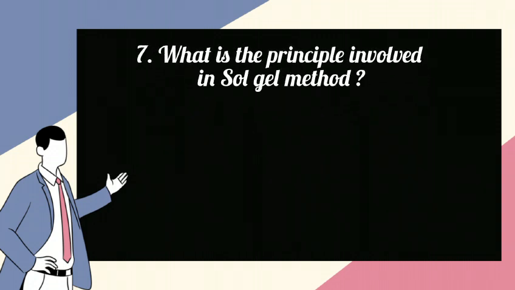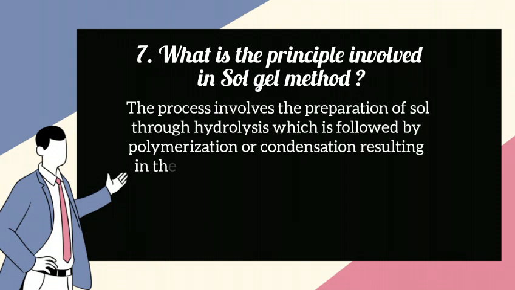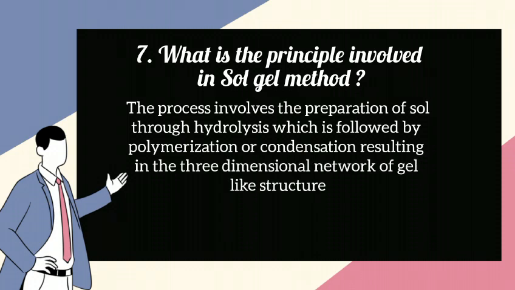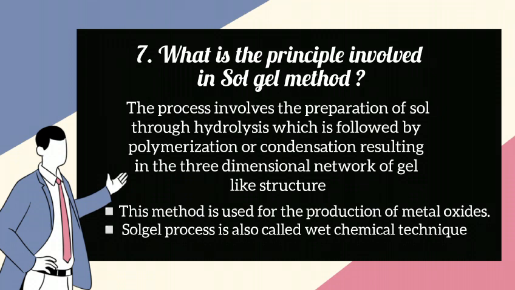What is the principle involved in sol-gel method? The process involves the preparation of sol through hydrolysis, which is followed by polymerization or condensation, resulting in a three-dimensional network of gel-like structure. This method is used for the production of metal oxides. Sol-gel process is also called wet chemical technique.